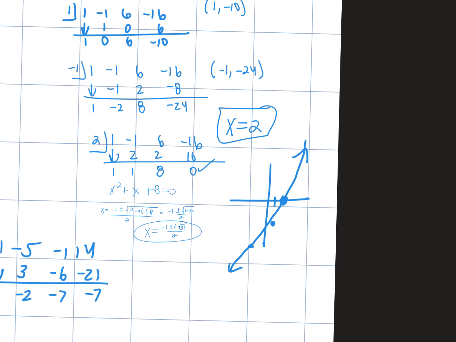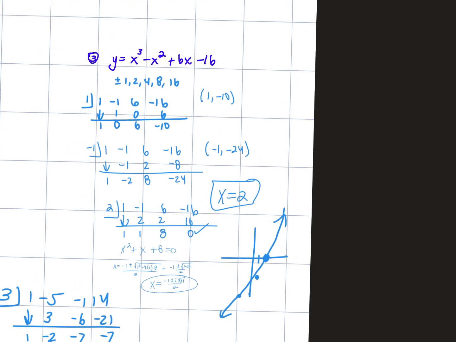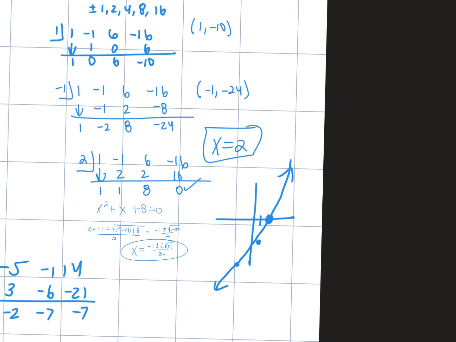Now, if they ask me for another additional point, say they asked you for 3. You found 2 of them already. How could you find another one? Just synthetic division with any of the factors, and you'll find a point. It's no big deal. Synthetic division will give you all of the additional points.